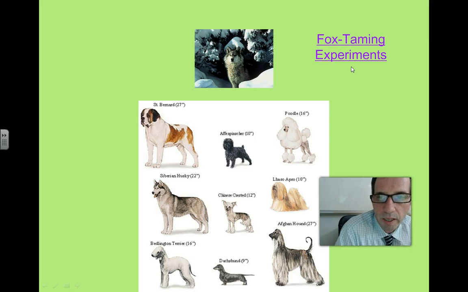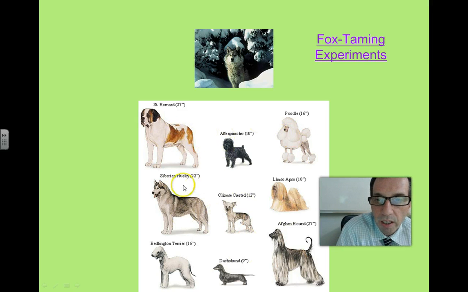Similarly, the dog, we can take a look at the different varieties of dogs that exist. Here we have everything from a huge Saint Bernard, the sort of regal-looking Afghan hound that's very famous, and all the way down to the Chinese crested, which is only about 12 inches long, the dachshund, which is only about 9 inches from the ground to the top of its head. And yet every single one of these unusual-looking dogs is the same species.